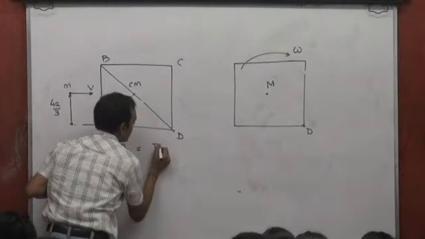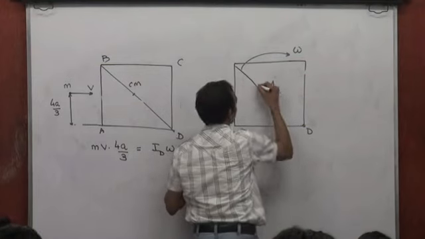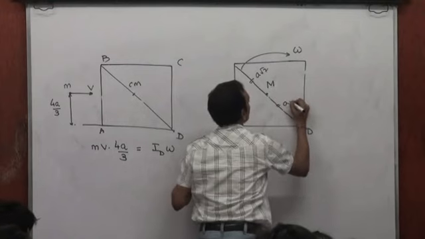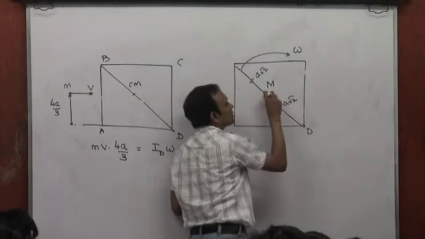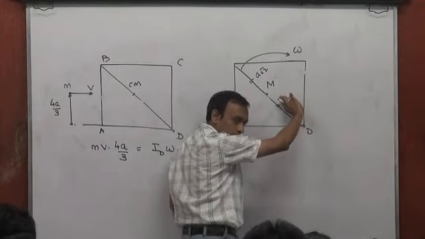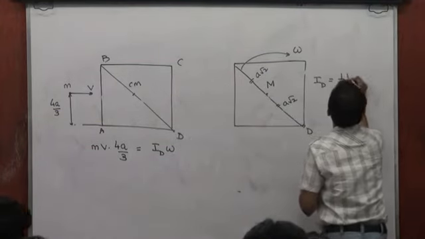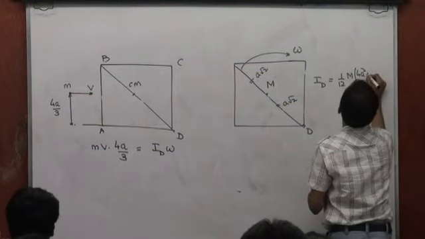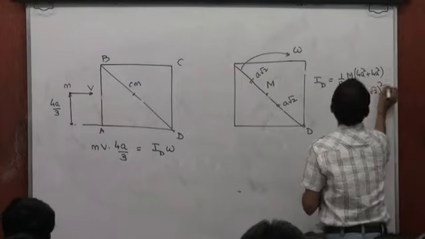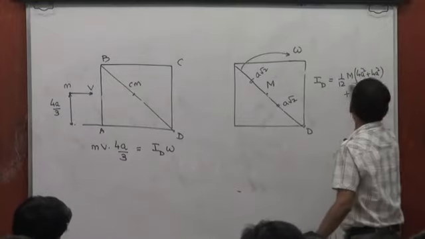So it's I about D into omega, and it is easy to calculate I about D because, realize that this is a root 2, this is a root 2. I about this axis would be I about the CM axis plus m into a root 2 squared, right? So I about D would be 1/12 m into (4a squared plus 4a squared), that is 2a whole squared, plus m into a root 2 squared, right? That's I about this axis obtained from the parallel axis theorem. This is I about CM, right?